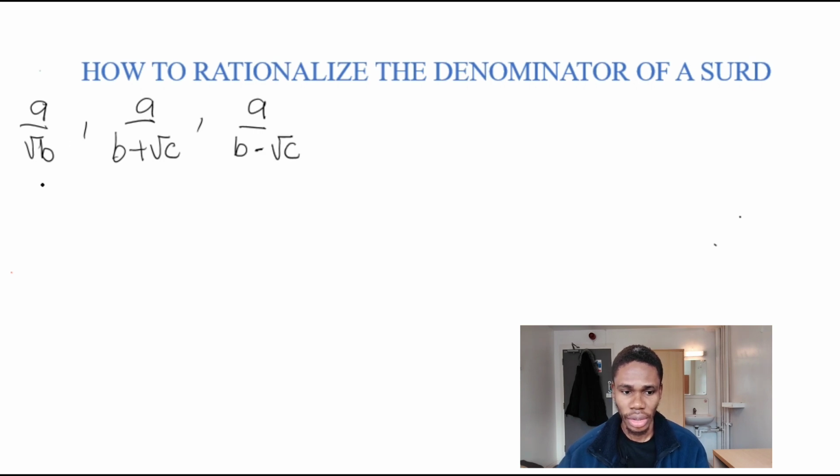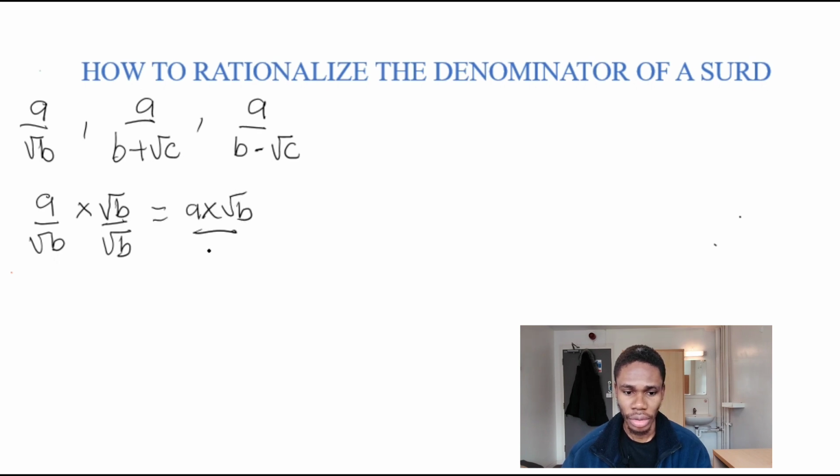For the very first one, which is a over square root of b, you multiply both the numerator and the denominator by square root of b, which is the denominator. So square root of b over square root of b. Then you multiply the numerator by the numerator, which gives a times root b over root b all squared. Now this gives us a root b over b. This square cancels out the square roots.